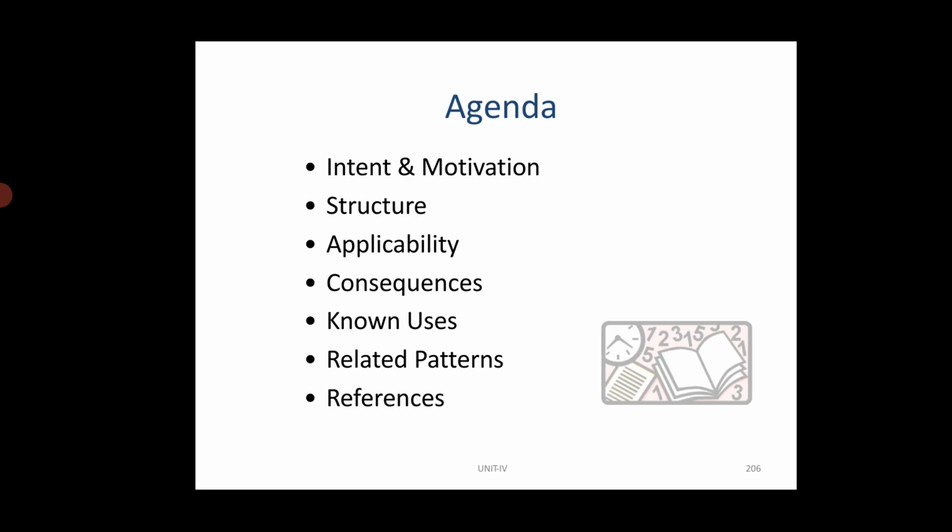And coming to the applicability, in the sense of where the pattern is used, in which design situations. And coming to the consequences, how it describes the result of applying this particular pattern. And coming to the known uses, what are the examples of this pattern in real systems. And related patterns, meaning patterns that are very similar or relevant to this pattern. And finally we discuss the references of this particular pattern.